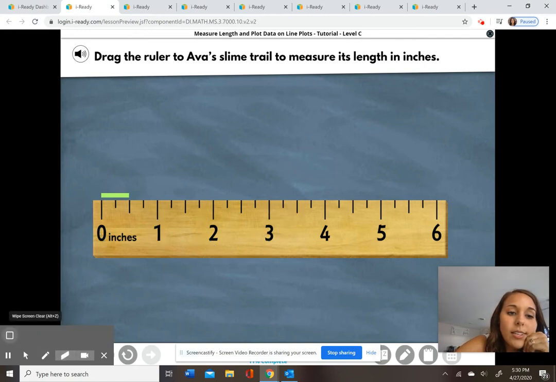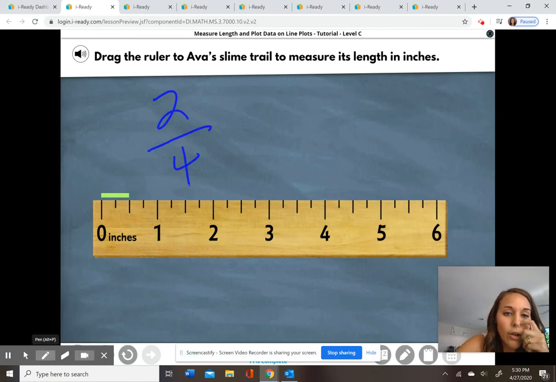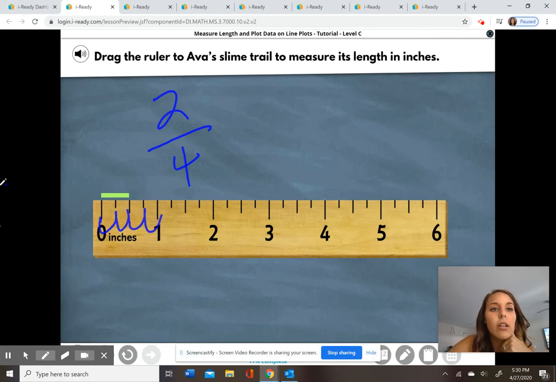For this problem, it's very easy. You're just traveling 2 out of 4. And I know that fourths are at the bottom because each whole is broken into fourths, just like that. So I'm going to go to the next one.